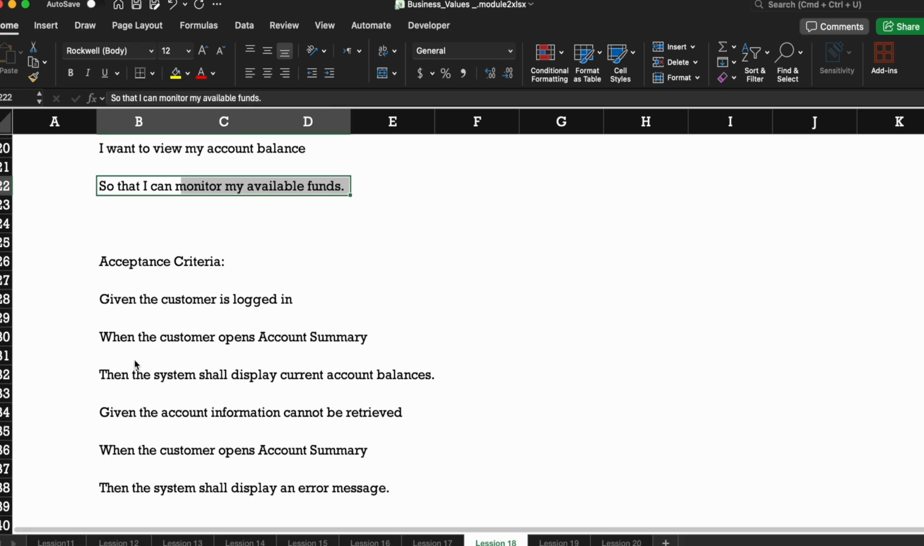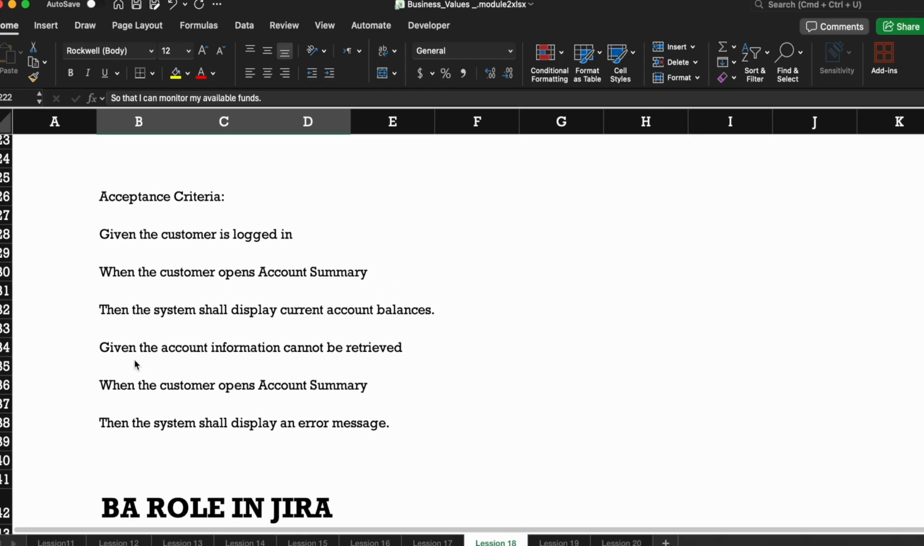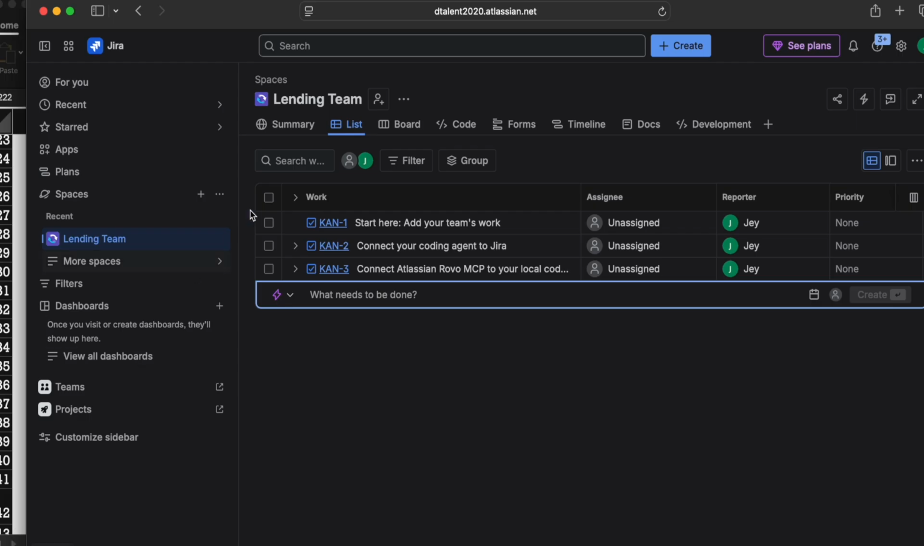Okay, so acceptance criteria. Before I go here, let's navigate to Jira. I'm using the free software. You can go to Atlassian.com and use your Gmail account to log in here. Yeah, it's free to practice.